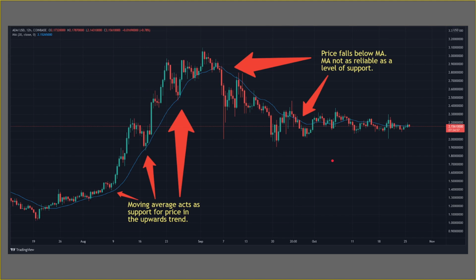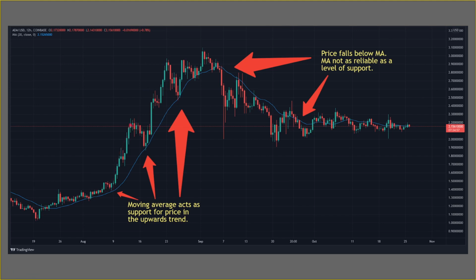Here's another example. This is the 20 period moving average. This is Cardano to the US dollar on the 12-hour chart. Here we see the moving average acting as support for price in the upward trend, right? This is in late July 2021. Price is really consolidating and staying above this moving average. It's using it as a level of support.